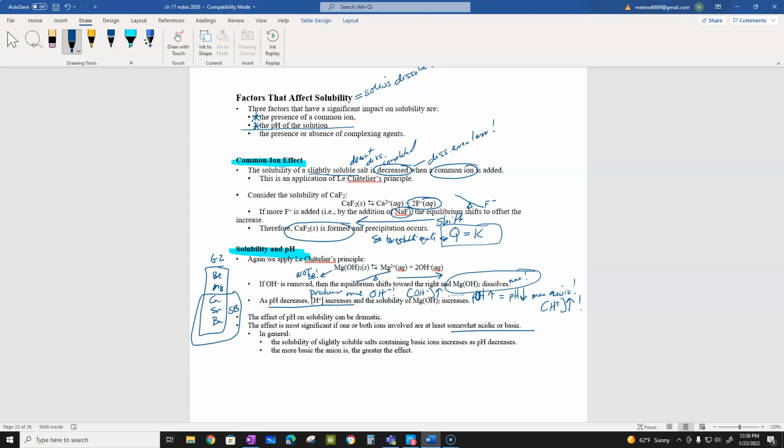So in general, the solubility of a slightly soluble salt containing basic ions increases as pH decreases. The more basic the anion is, the greater the effect. And how will you know if something's more basic or not? Because that means the pH will definitely be greater than 7. So the more basic it is, the greater the effect.